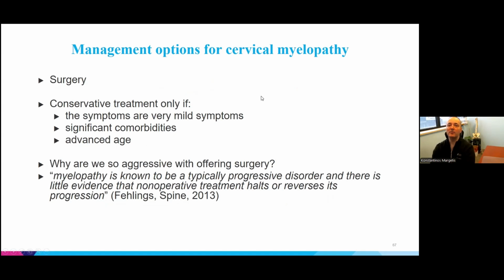Now, for cervical myelopathy, the first-line treatment is surgery. Cervical myelopathy is usually a progressive condition, and if the patient already has symptoms, then there is no point in doing non-operative treatment because this condition will continue to deteriorate. The only cases where we will consider non-operative treatment are if the patient has very mild symptoms, if there are significant comorbidities, or the patient has an advanced age and the life expectancy is not long enough to justify putting them through surgery.